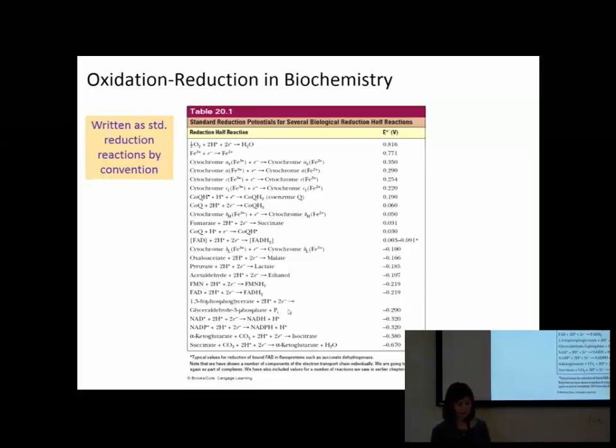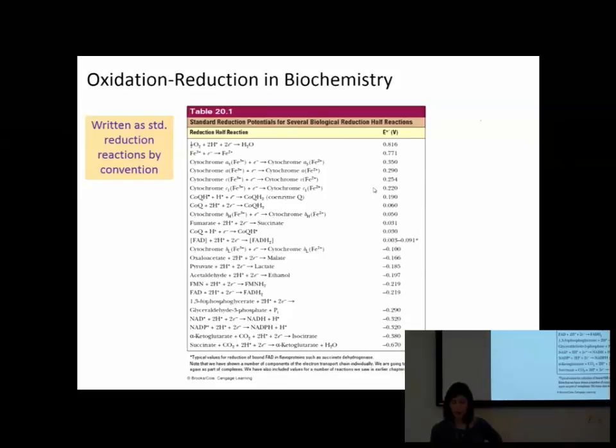So we can see that we have these values here. Here's the half reaction. They're all written as reductions because it's a standard reduction potential. That's a convention. That's how we do it. And those things with negative or smaller values will be oxidized, and things that have a higher value will be reduced.